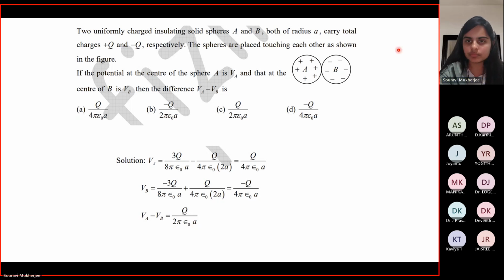Remember that potentials are scalar quantities, and you can use the superposition principle. Be careful about including the contribution of all the charge distributions that are there. Okay, I think that is it.